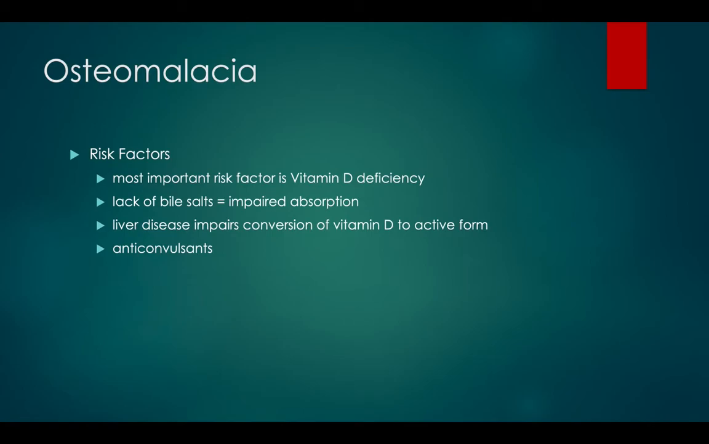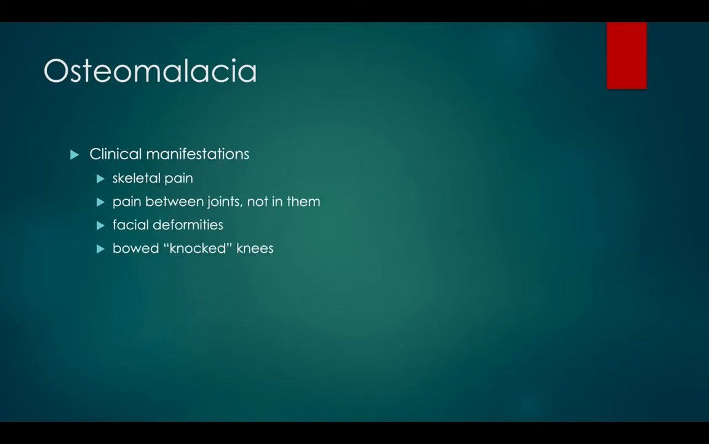Also, certain anticonvulsant medications can lead to osteomalacia. So, clinical manifestations: skeletal pain, pain between the joints but not in them, facial deformities, and also bowed knees.